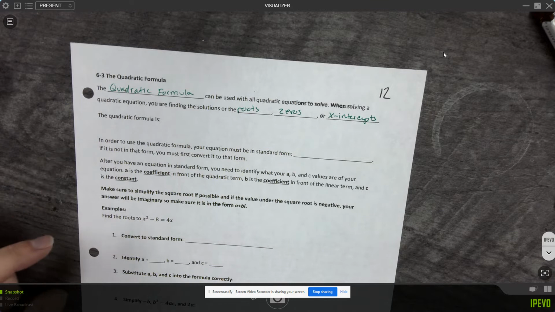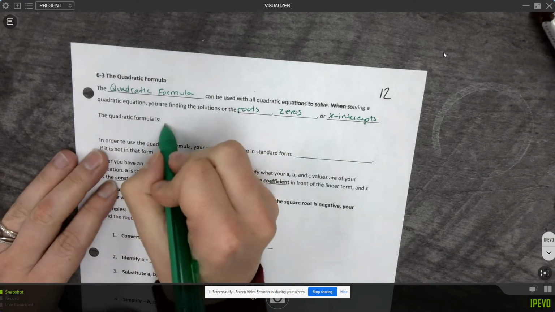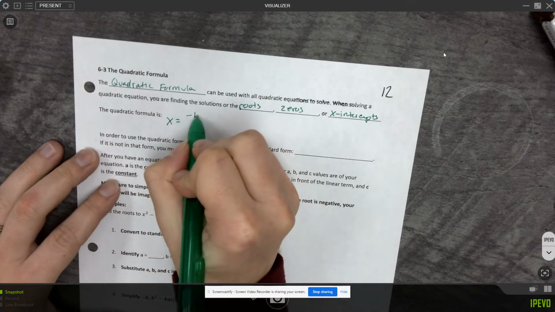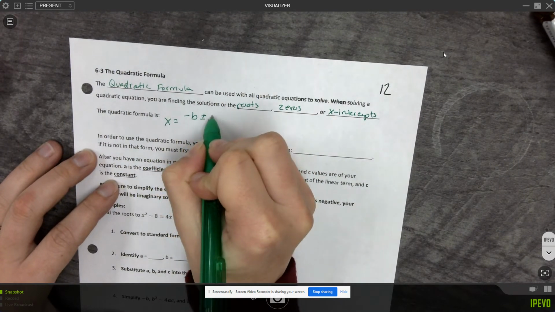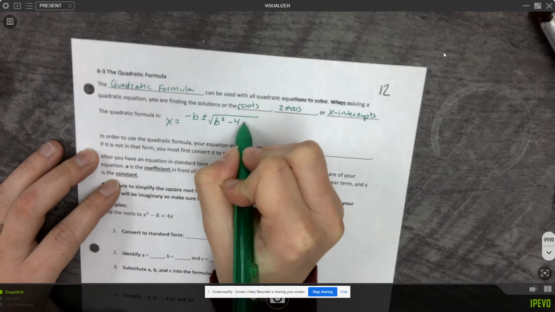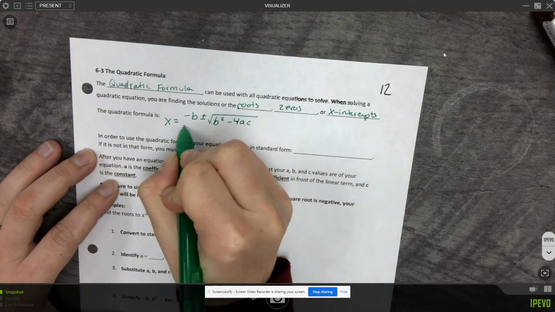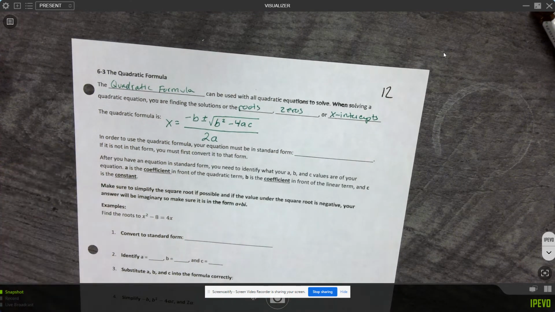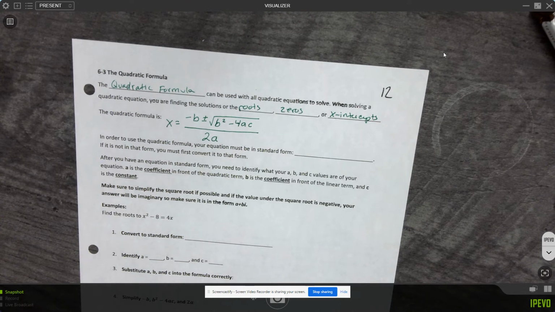The quadratic formula is x equals, or whatever your variable is, negative b plus or minus the square root of b squared minus 4ac, divided all by 2a. That is your quadratic formula. You need to have that memorized. If you're bad with memorizing things, I'll show you some songs on YouTube that you can listen to help you memorize those.